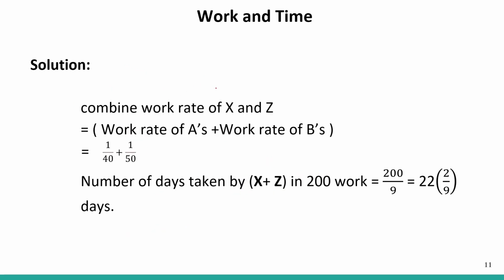So the combined work rate of X and Z is equal to 1 by 40 plus 1 by 50. So the number of days taken by X plus Z to complete the work is 200 by 9, or 22 whole and 2 by 9 days. So this much amount of days.